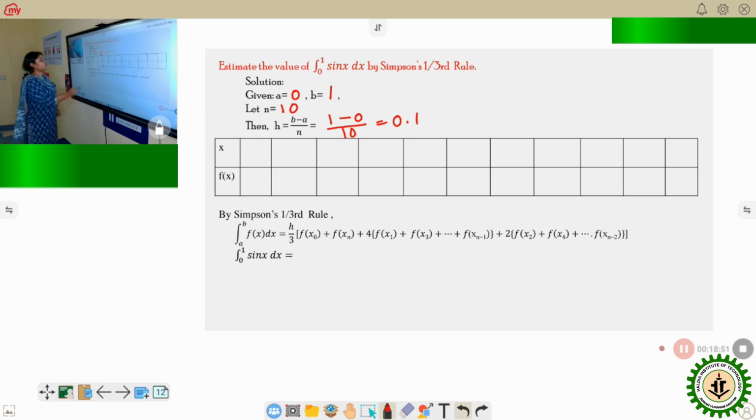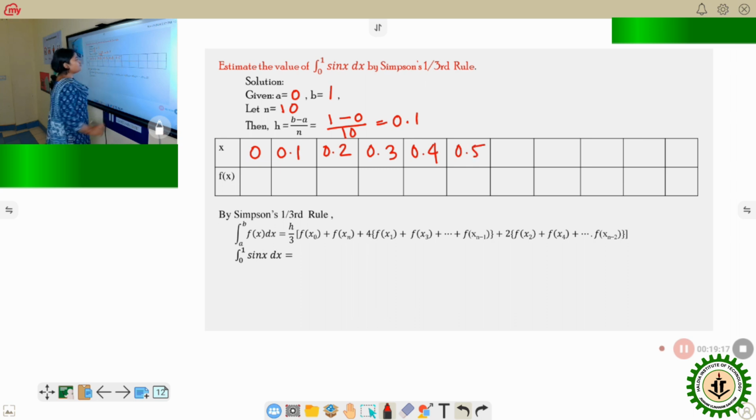Right? So now the values of x you must write. The initial value of x is 0, then 0.1, then 0.2, 0.3, 0.4, 0.5. What to do? Simply with the previous one, you add 0.1, you will get the next one. 0.6, 0.7, 0.8, 0.9, and at last 1. Right? Now the values of f(x) we have to calculate.